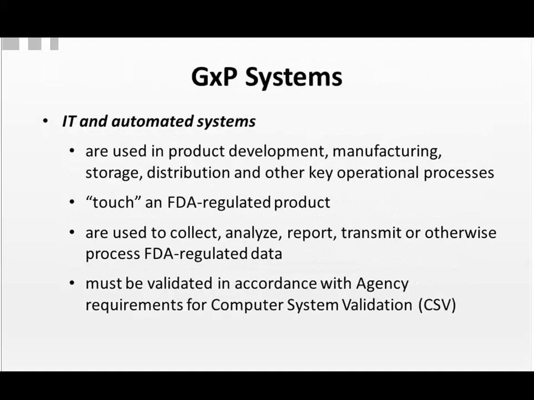So let's talk about what you should do for your IT and automated systems. IT systems typically mean applications, something with functionality for a user. The automated systems tend to be more controlling or monitoring a particular piece of equipment or an action. The IT and automated systems that are used to develop, manufacture, store, distribute, or perform any key operational process related to a GXP product must be considered a GXP system.